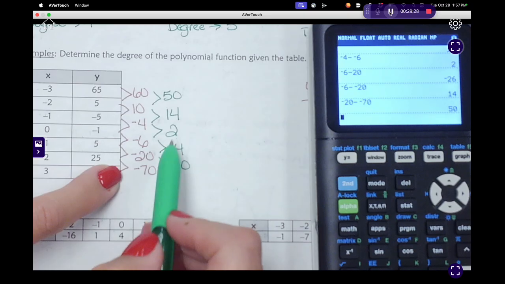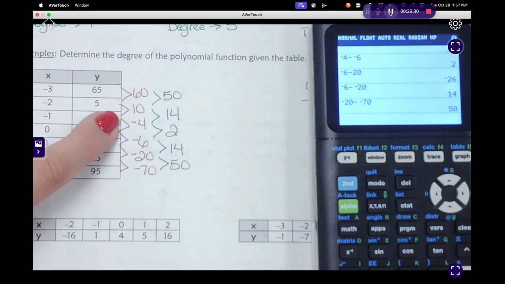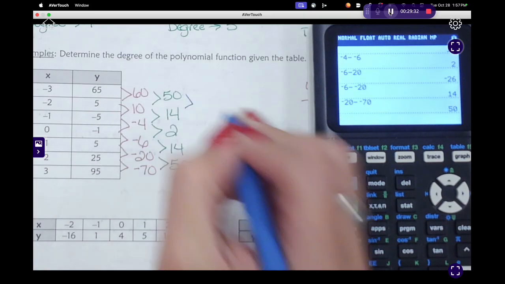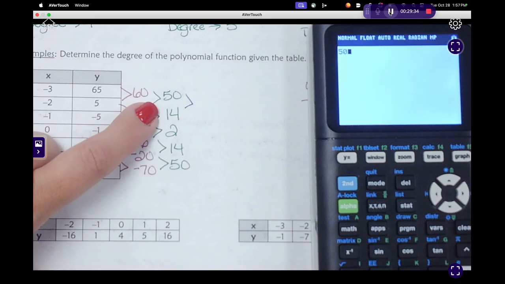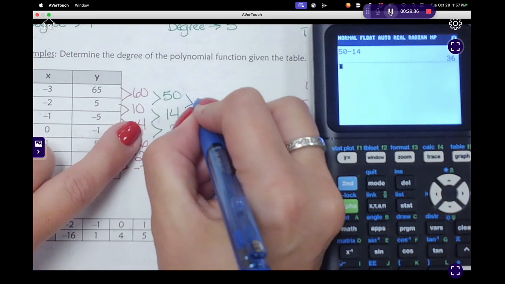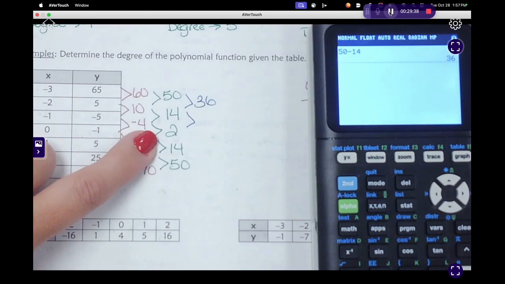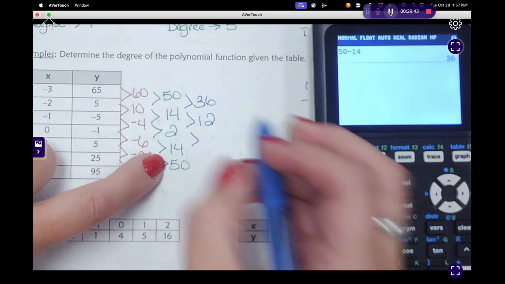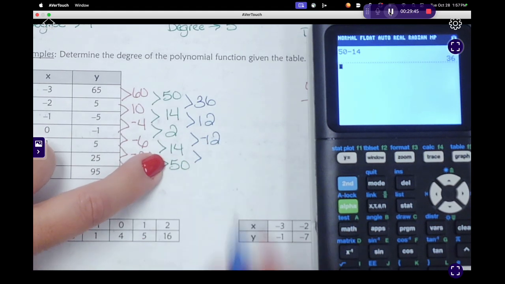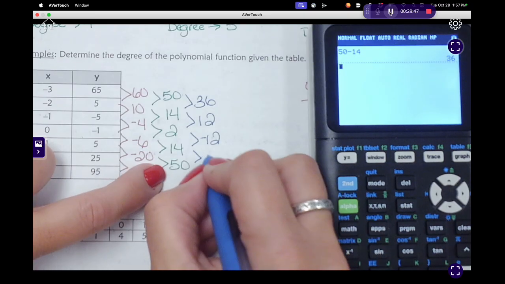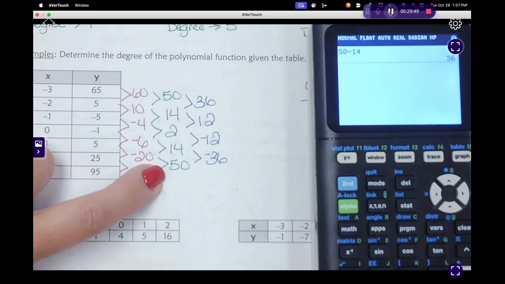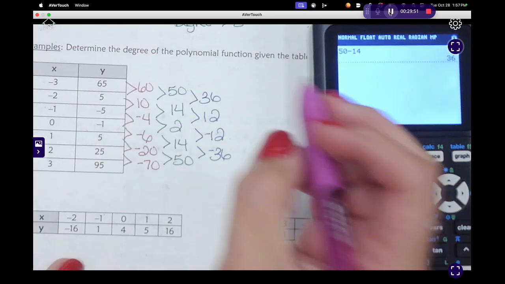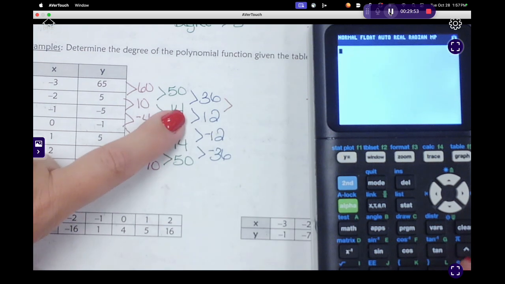Okay, some of these numbers are starting to repeat, but again, they're still not the same. So now I have to do this again. So I'm doing 50 minus 14. So we are just subtracting all of these values until we get all of them the same. Okay, 2 minus 14 is negative 12. And then 14 minus 50 is a negative 36. Still not done yet because they're not the same. So now I'm going to continue subtracting.